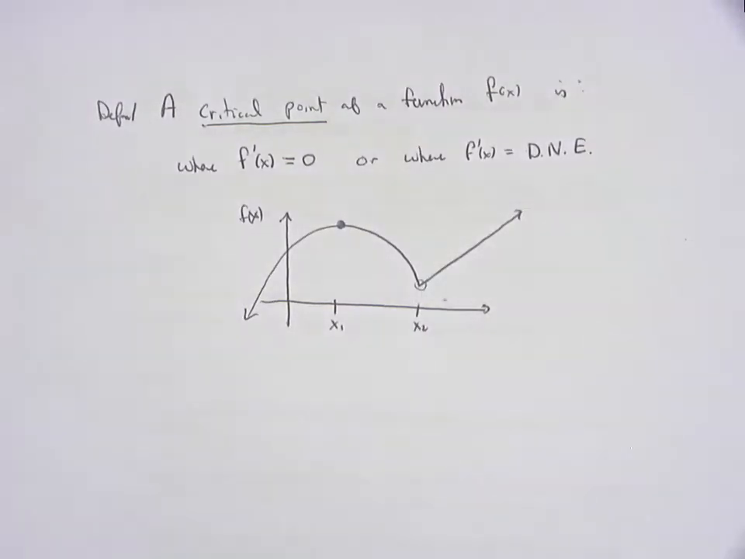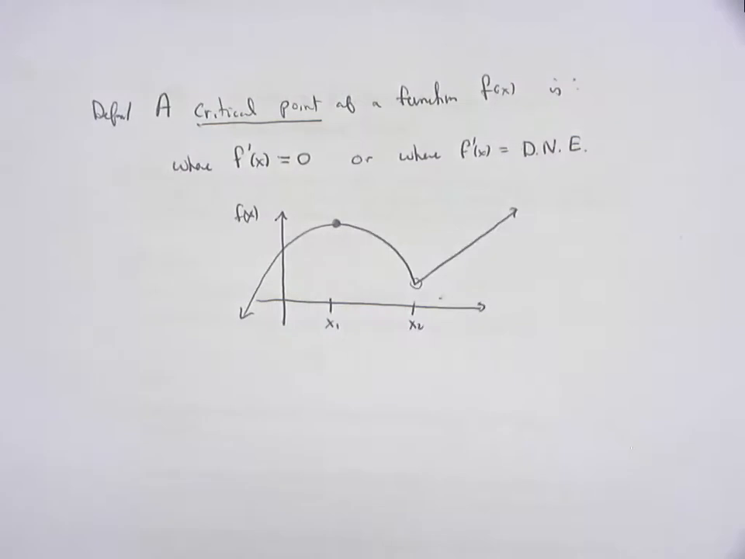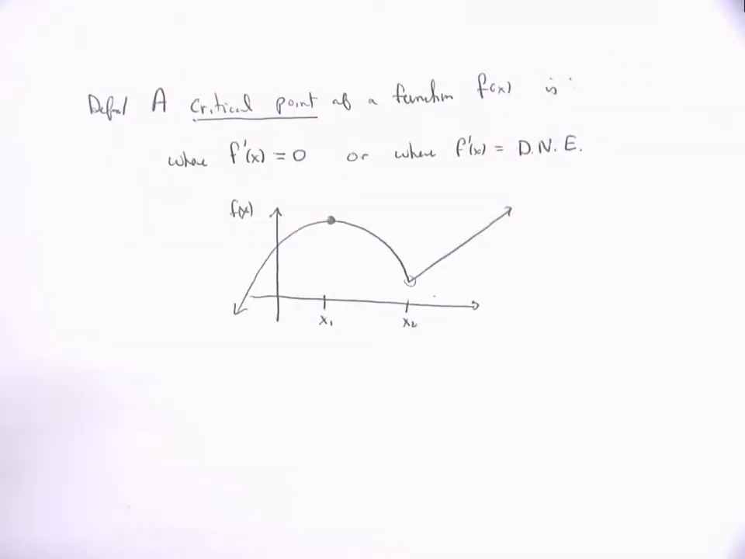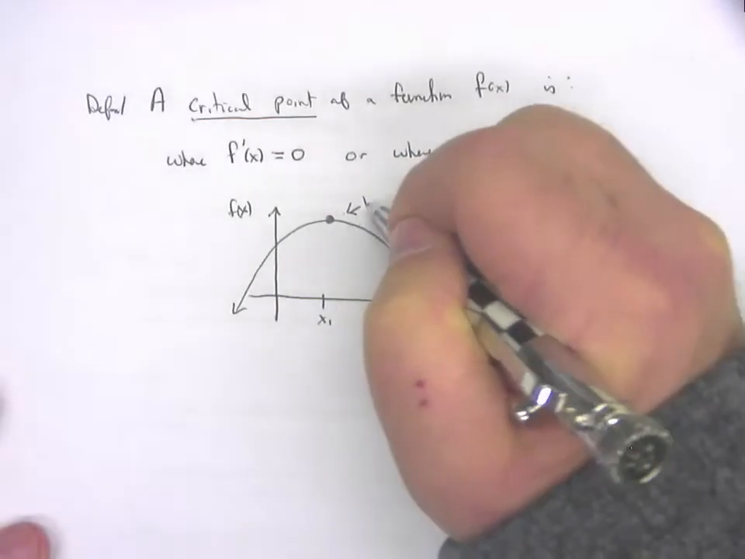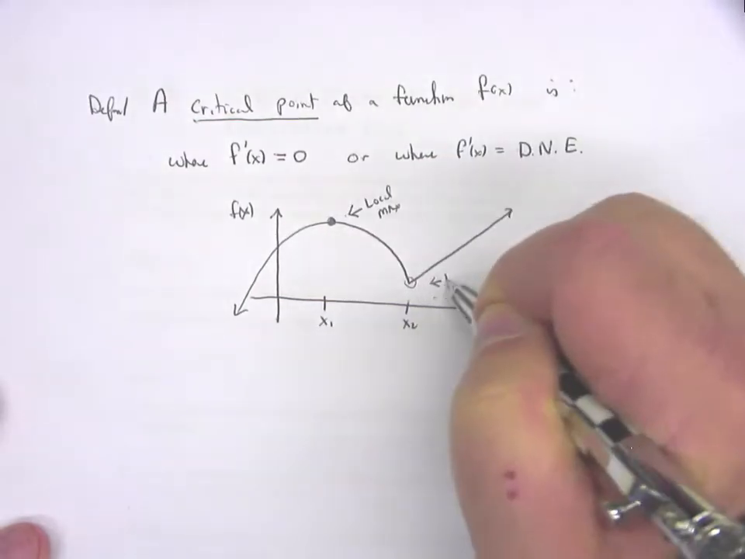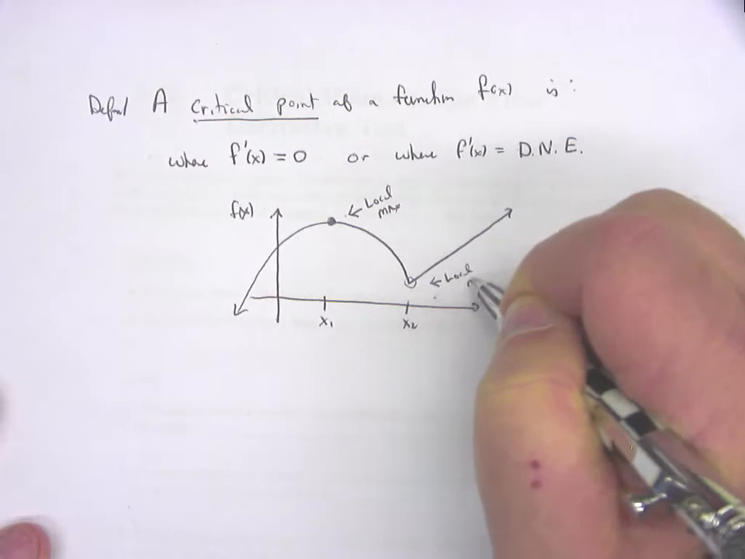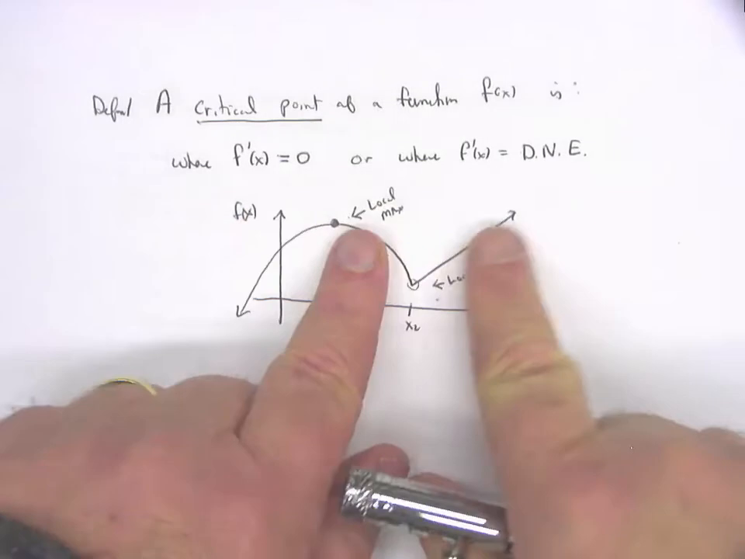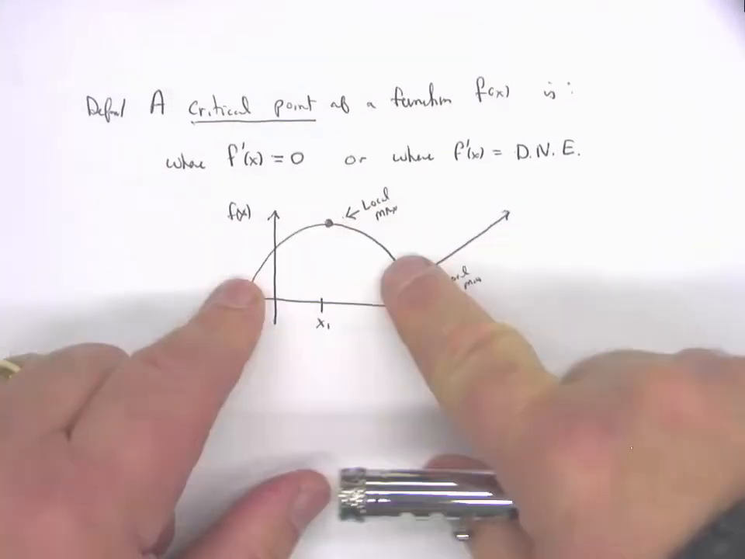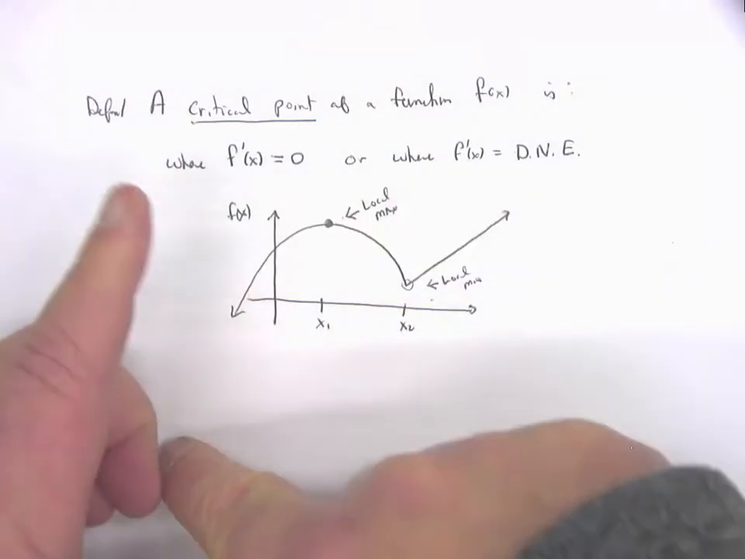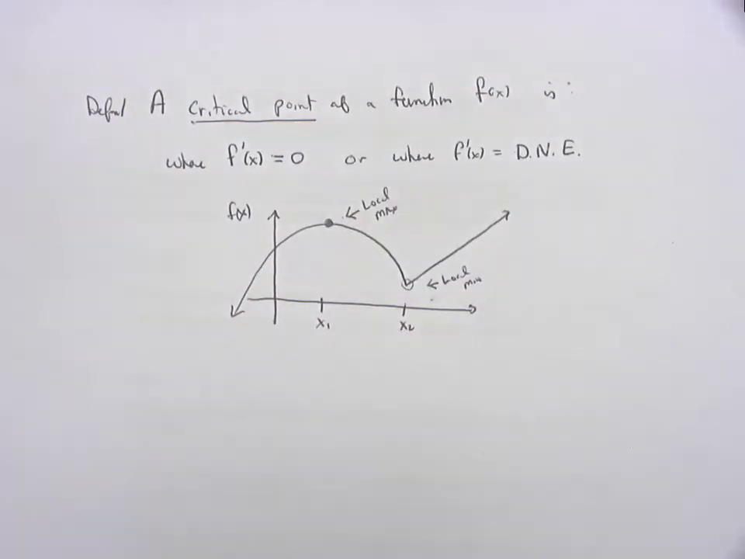x1 is what we call a local maximum. We use the word local because in a neighborhood around this point, it is the biggest point around. This point right here is what we call a local minimum, because it's the smallest point around. But we call it local because in just a little neighborhood around it, it's the biggest and smallest point around. If you take the function down the road far enough, maybe you'll get bigger points, maybe smaller points. So just in a neighborhood around them, this is your max and your min.